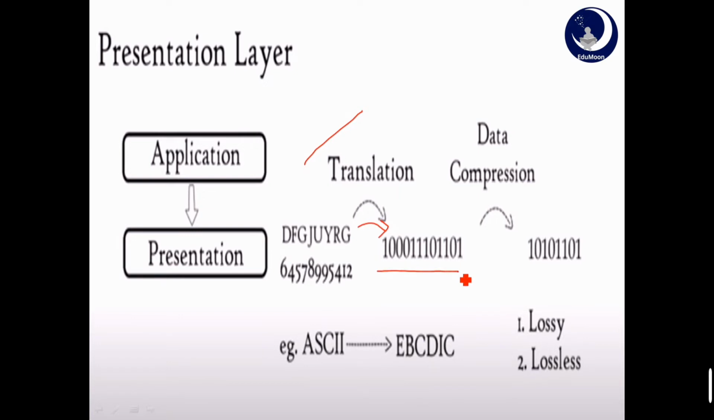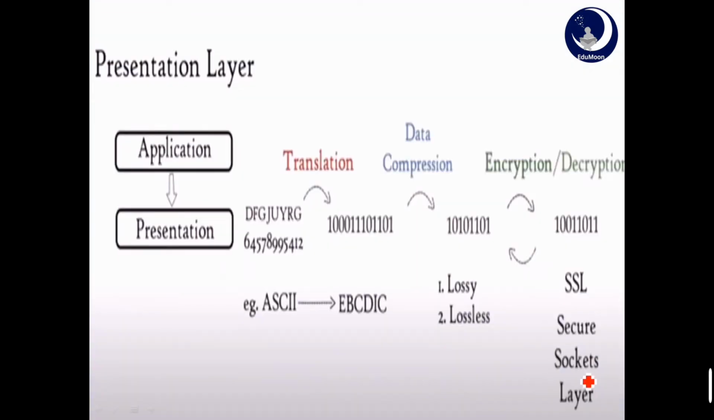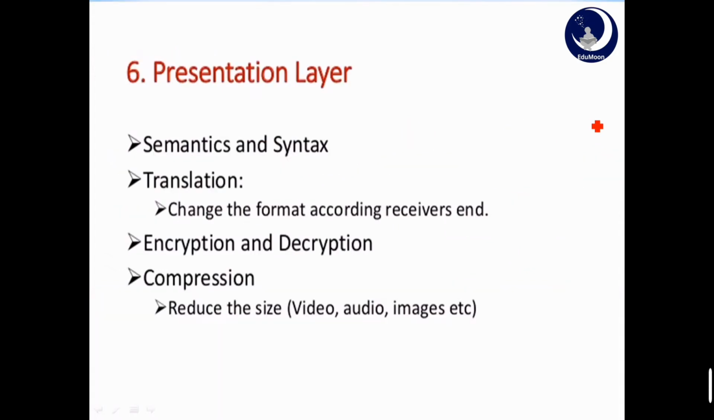Next is data compression. Here it reduces the number of bits. This function is known as data compression. It can be of 2 types, lossy or lossless. And to maintain the integrity of the data, encryption and decryption is used. For that, it uses SSL, that is Secure Socket Layer protocol. Encryption is done at the sender side, whereas the decryption is done at the destination. These are the functions of the presentation layer, which we have discussed in the previous slide.